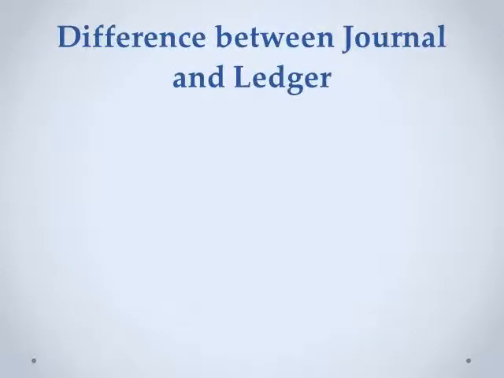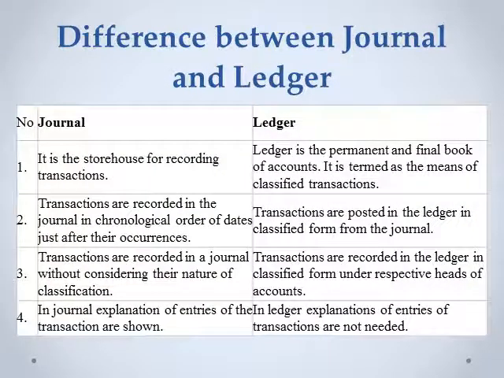And the last is the difference between journal and ledger. I will take some of the points. First, the journal is the storehouse for recording transactions, while the ledger is the permanent and final book of account. It is termed as the means of classified transactions.